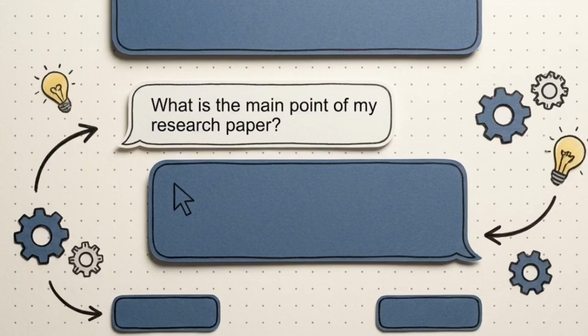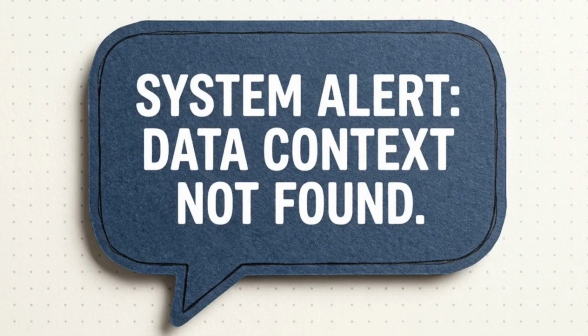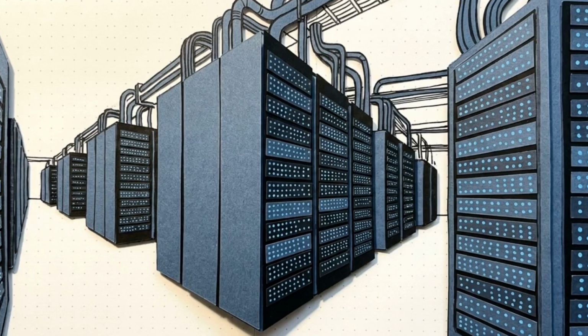Take a look at this chat interface. You ask a simple question about your own research paper, and the AI gives you a blunt response. "I don't know." It's a frustrating, familiar dead end. That failure happens because of how standard large language models are built.